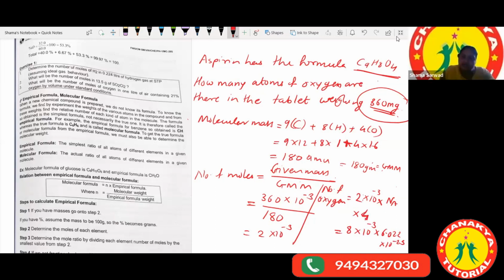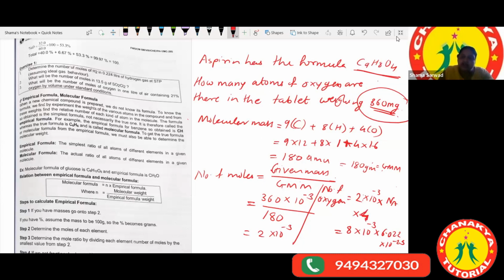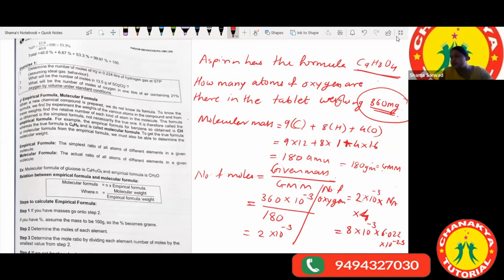Where did you get the 4 from? In one molecule of this C9H8O4, 4 atoms of oxygen are present. So because of that, 1 mole consists of 4 atoms of oxygen. So how many? 2 moles are here. So 4 2s are 8. Fine. 8 into 10 raised to minus 3 into 6.022 into 10 raised to 23. Do this calculation and let me know the answer now.